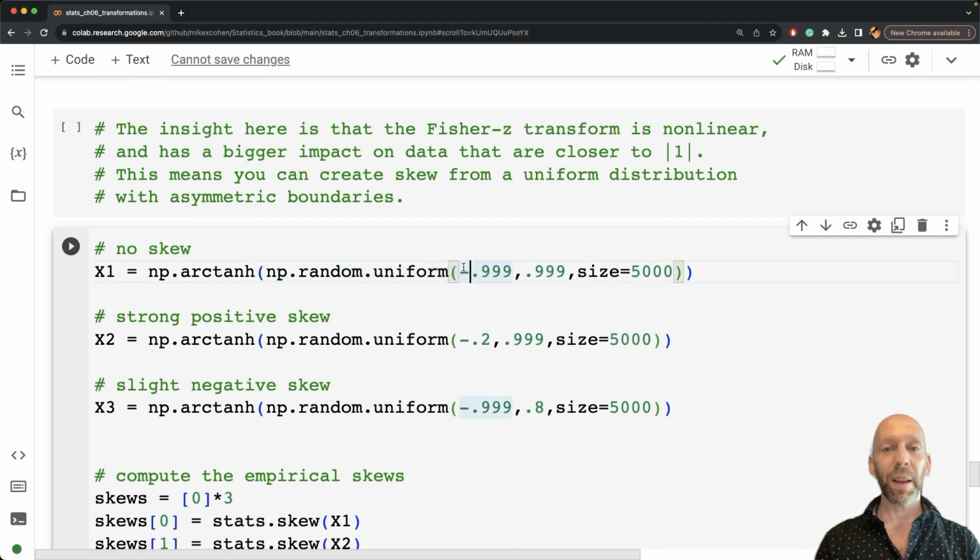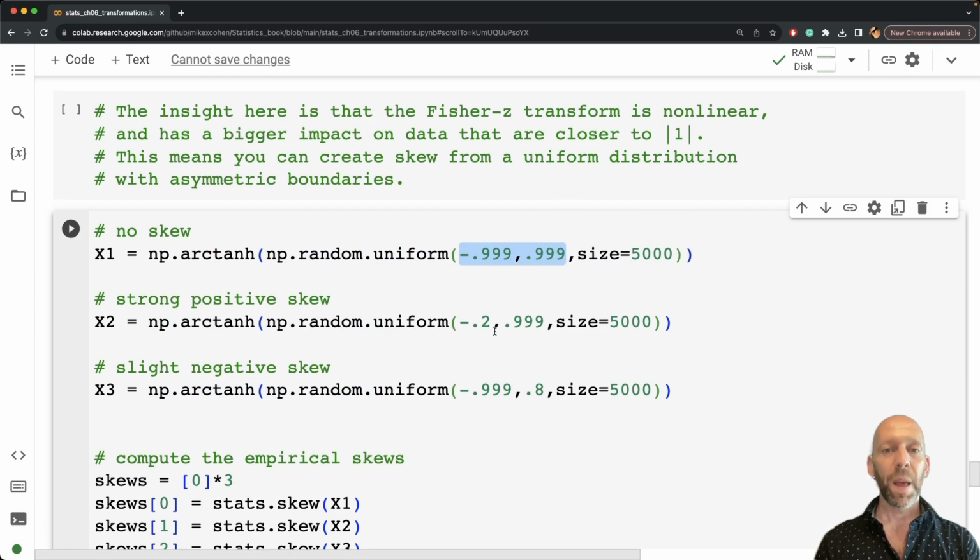And you can see I'm excluding exactly -1 and I'm excluding exactly +1 just because the Fisher-Z transform is not valid on those bounds. It's really exclusive bounds that we want to simulate. Okay, so then this is going to give us no skew because this is a symmetric uniform distribution. Here I have an asymmetric uniform distribution. So it goes up to +1, but it only goes down to -0.2.